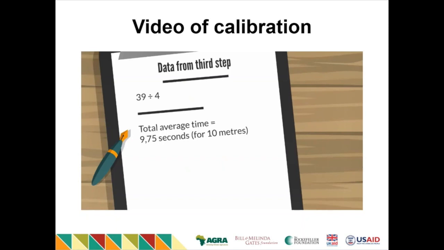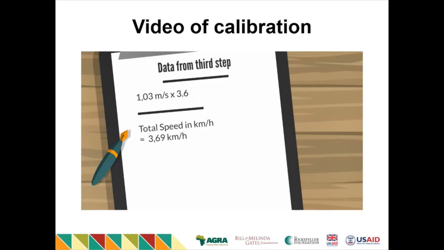To get the speed in meters per second, we divide 10 meters by the average time. So 10 meters divided by 9.75 seconds gives us a speed of 1.03 meters per second. For getting the speed in kilometers per hour, we divide the speed in meters per second by 3.6, which gives us 3.69 kilometers per hour.